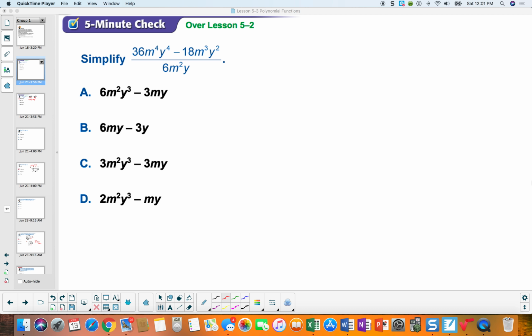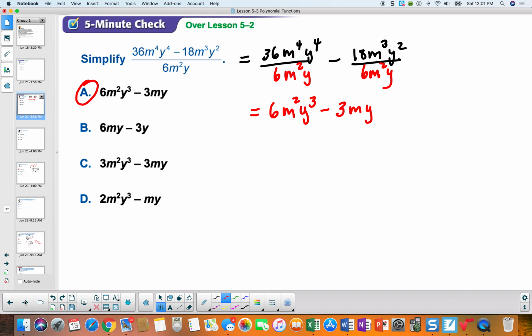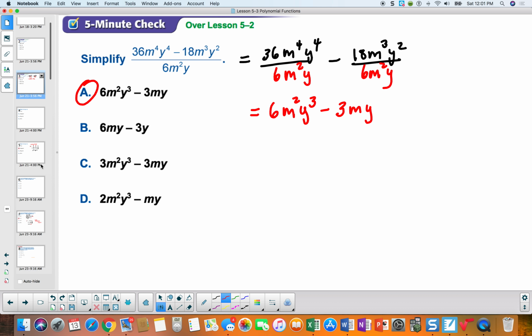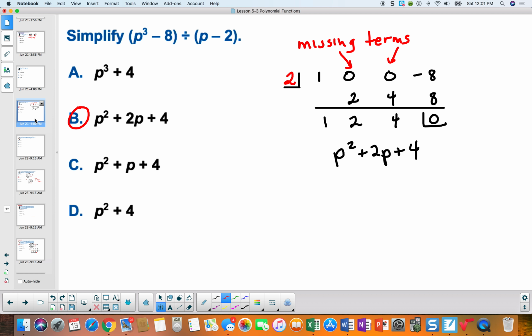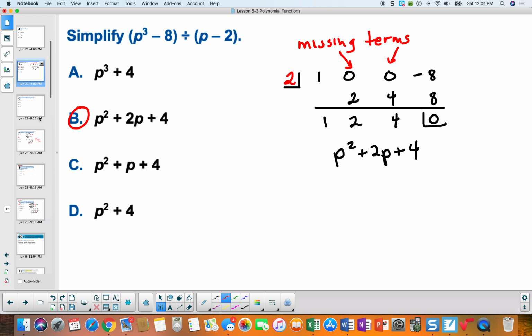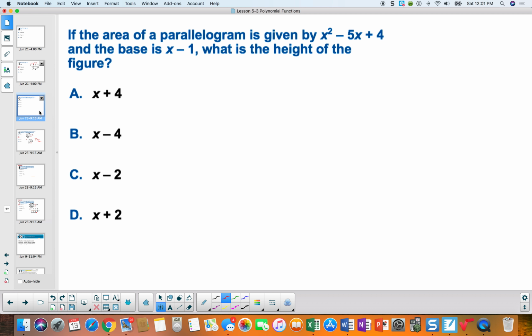Warm up for lesson 5-3. Pause to do the problem. And here's the answer. Pause. And here's the answer. Don't forget to put in the missing terms in your synthetic division.